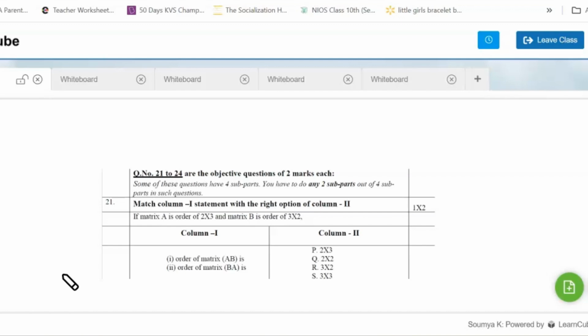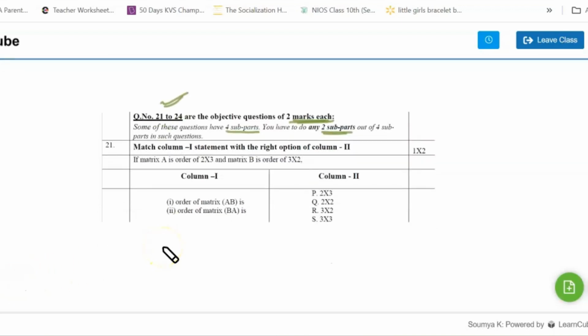Let's begin. The 21st to 24th questions are objective questions of 2 marks each. Some of these questions have 4 subparts. You have to do only 2 subparts out of those 4. So the mark distribution is 1 mark for each subpart, and this whole question contains 2 marks.